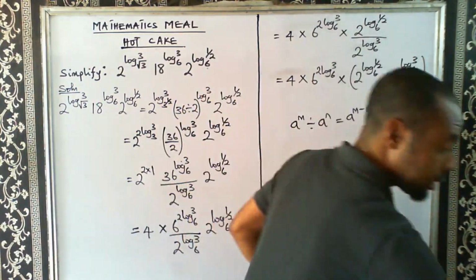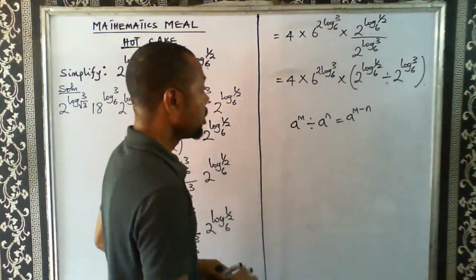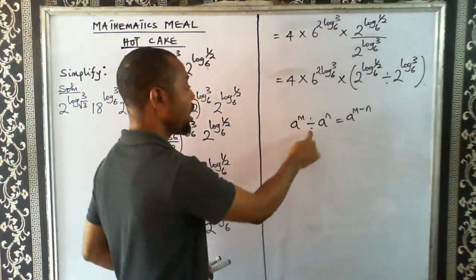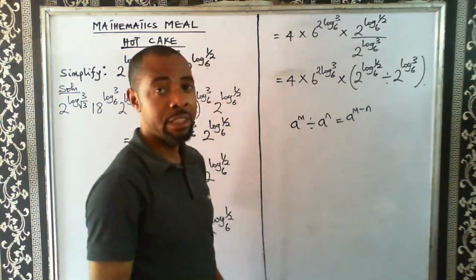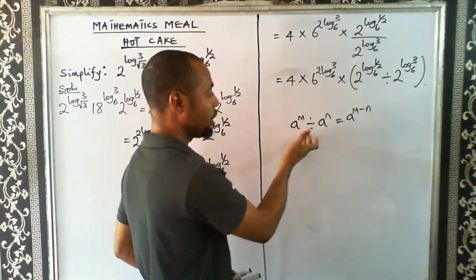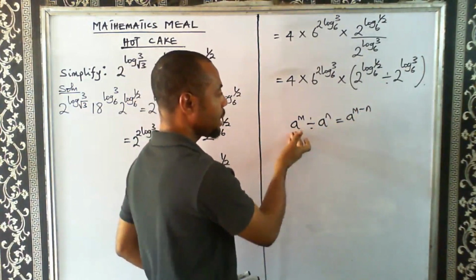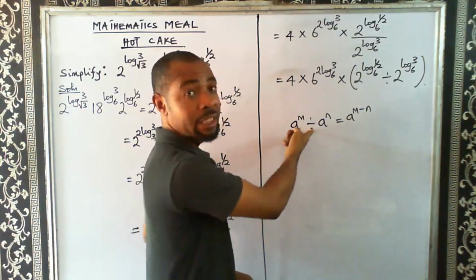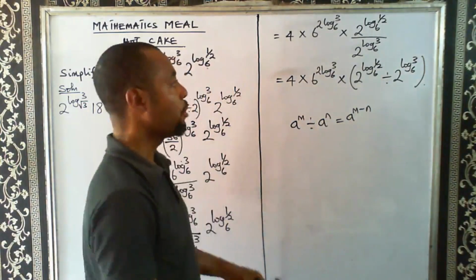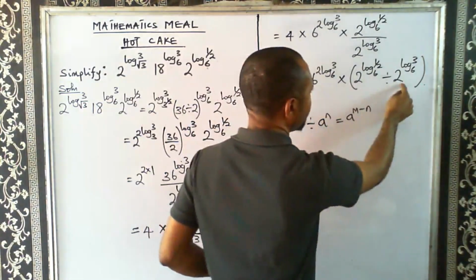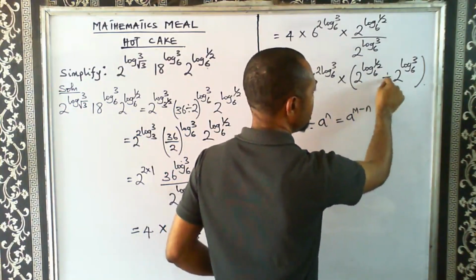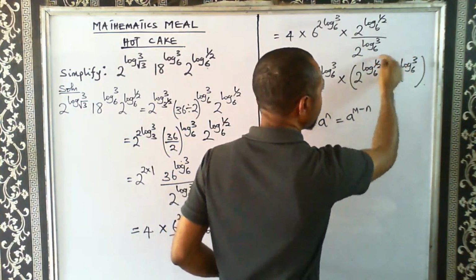So let's continue. If we remember from the second law of indices, a raised to power m divided by a raised to power n is a raised to power m minus n. That's the second law of indices. The bases are the same, and the operation here is division, so we subtract the powers under a common base. That's exactly what we have here. We have 2, the same base, the operation is division, so we're going to subtract these 2 powers.